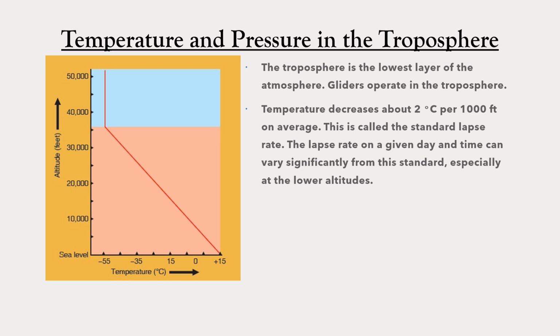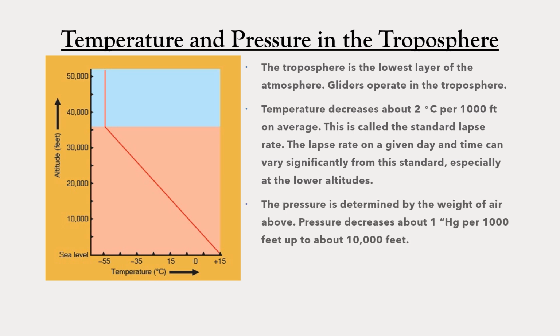Now, how much it decreases as a function of altitude varies a lot from one day to the other and from one time of day to another. So this graph on the left is showing sort of a standard atmosphere model, which is kind of an average temperature versus altitude. And on average, the temperature decreases about 2 degrees Celsius per 1,000 feet in the troposphere. That is called the standard lapse rate, which will be different than some of the other lapse rates we'll talk about later.